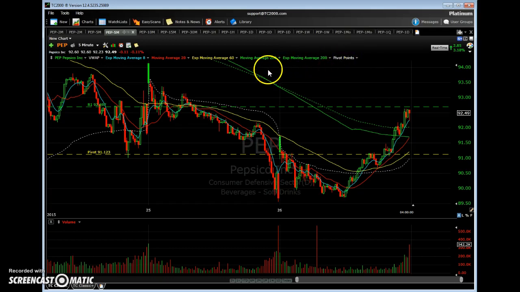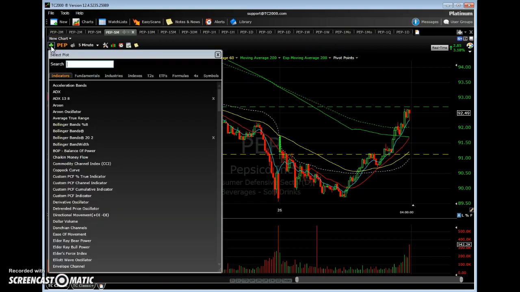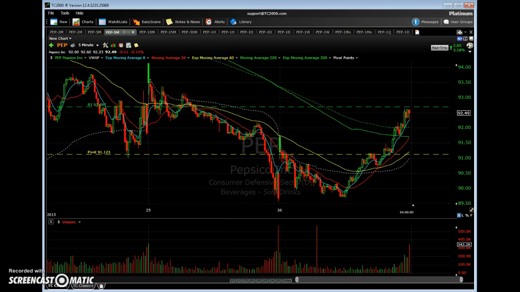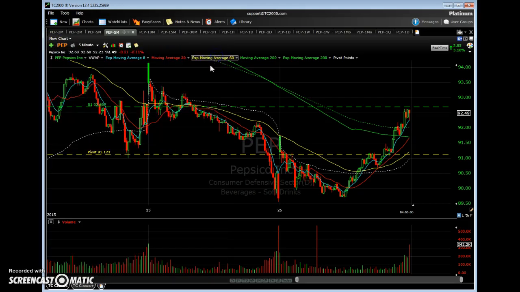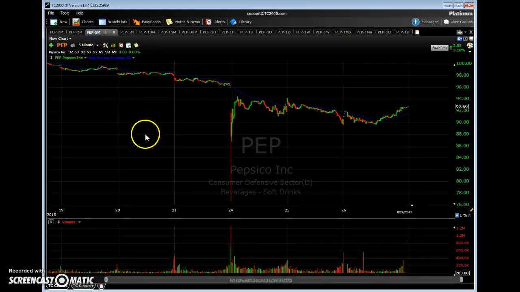Now, to put pivot points on your charts in TC2000, you just go under the indicators and you type in pivot points and you get pivot points. If you want to add VWAP, you go in the search and type in VWAP and VWAP comes up. It's that simple with TC2000. So this is a 5-minute chart with regular market hours on it, and the one before that was the 5-minute with pre and post market hours.